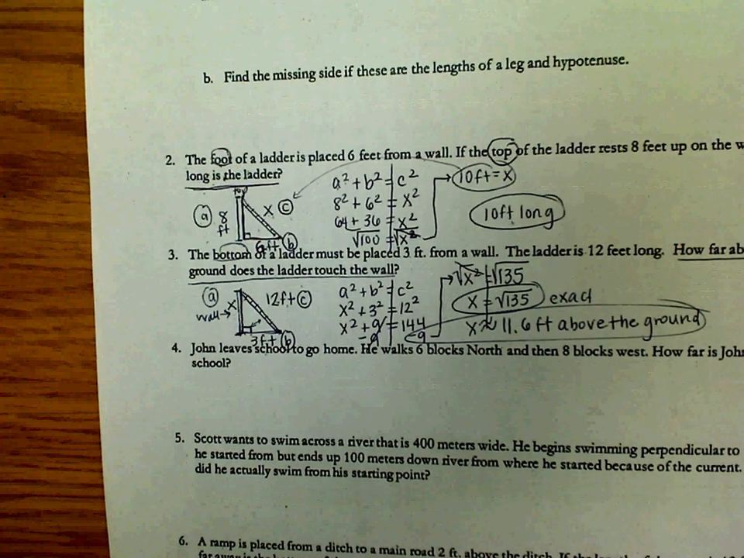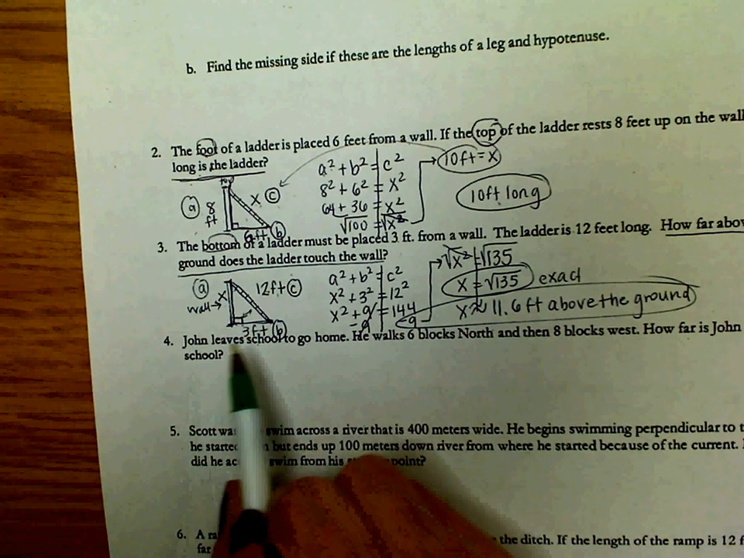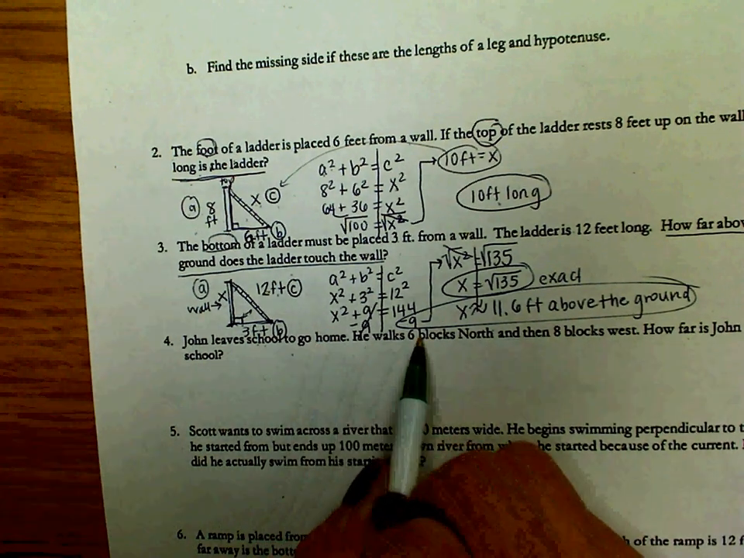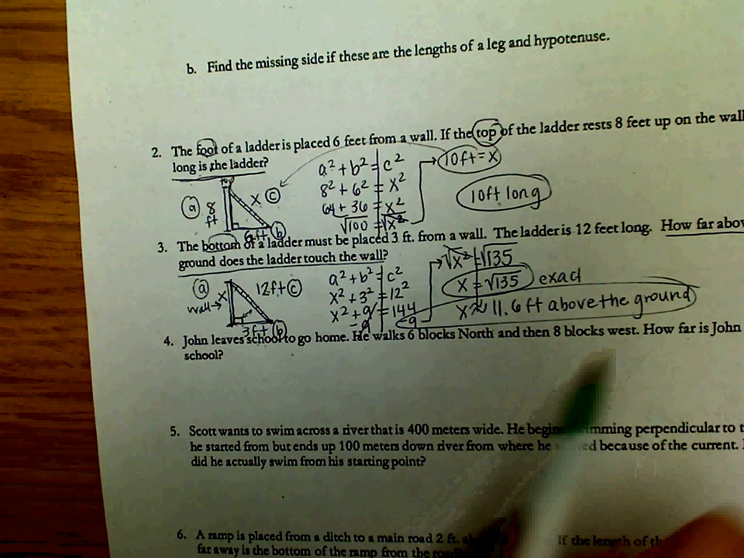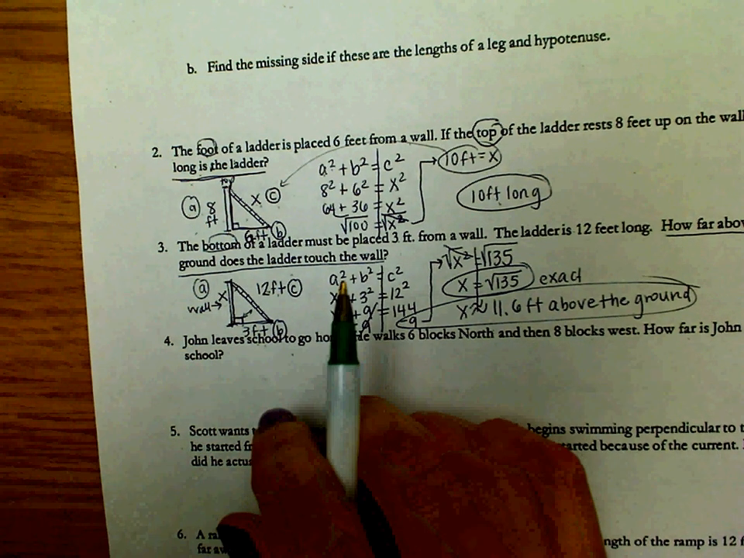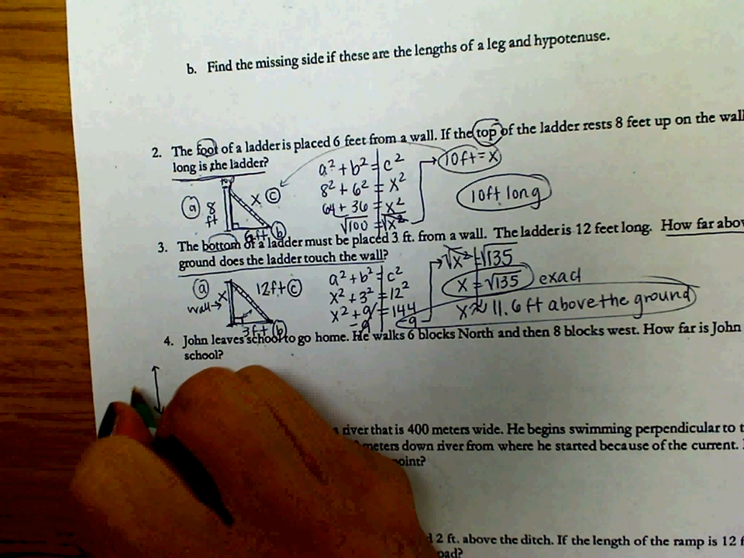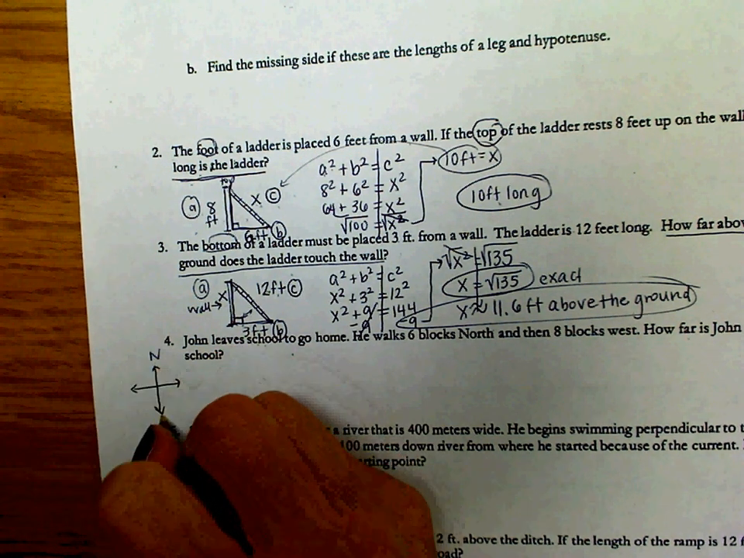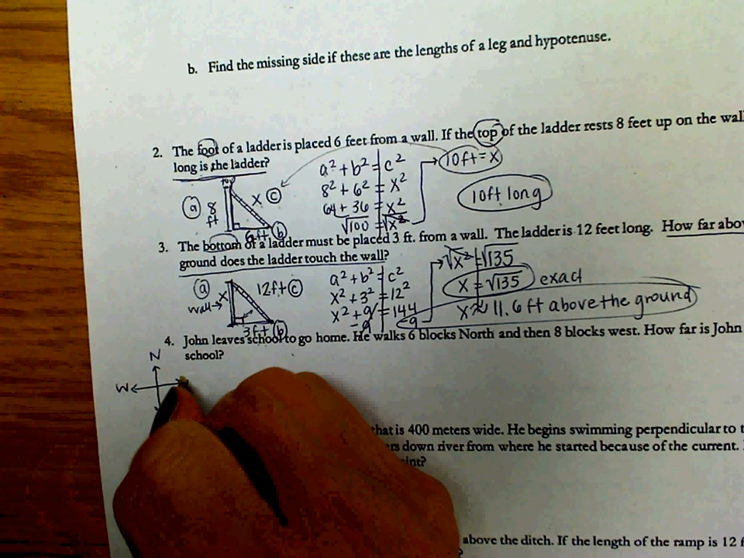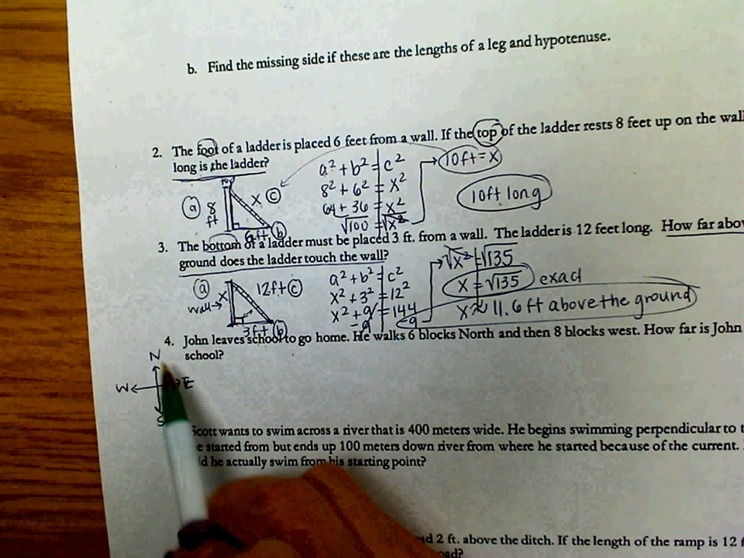Number 2. John leaves school to go home. He walks 6 blocks north and then 8 blocks west. So try your best to draw a picture on your own. Okay, remember, if it helps you, draw this first: north, south, west, east. And some of you like to remember, never eat soggy waffles.